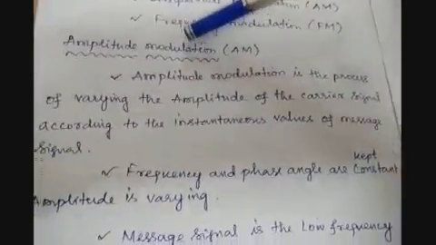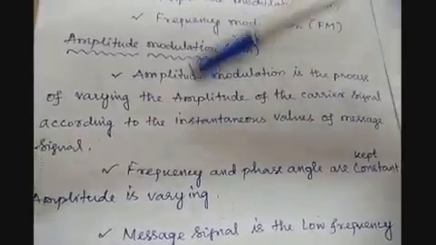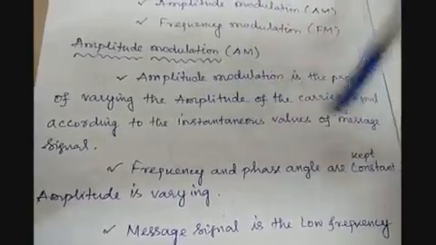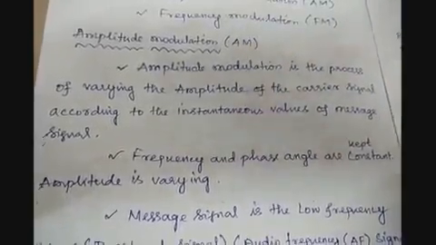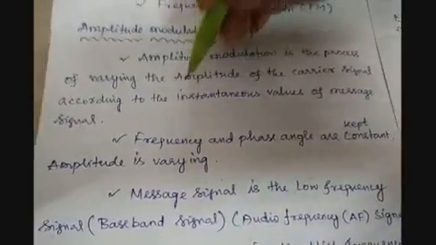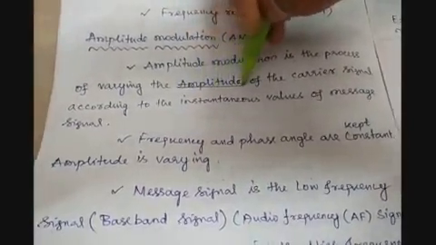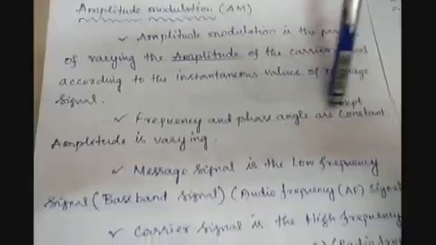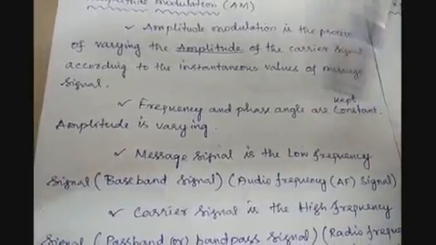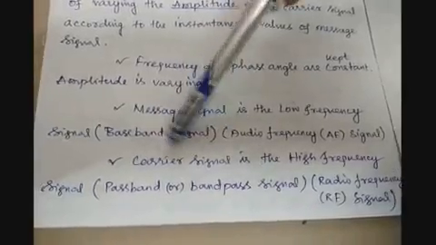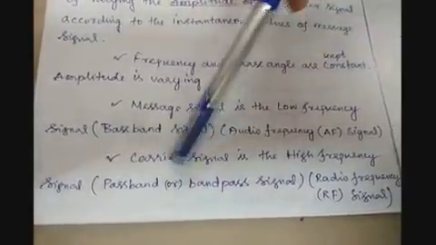Amplitude modulation is the process of varying the amplitude of the carrier signal according to the instantaneous values of the message signal. Already this definition we discussed in modulation itself, but the particular difference we are seeing here is that amplitude is varying. Next, frequency and phase angle are kept constant here. Only amplitude is varying. See, the message signal is the low frequency signal, baseband signal, and the carrier signal is the high frequency signal, passband. This we discussed already.